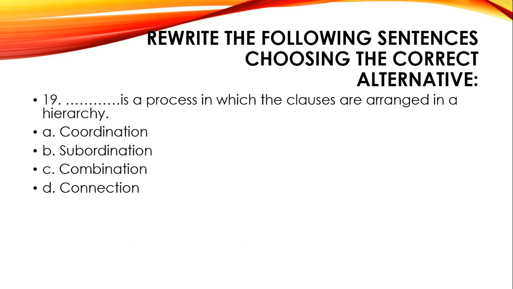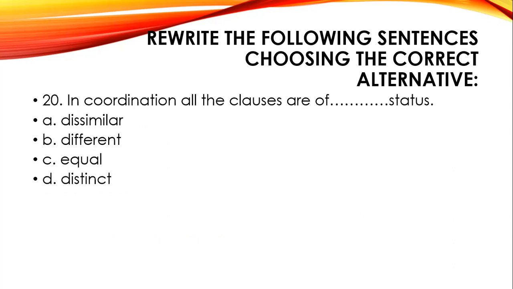Dash dash is a process in which the clauses are arranged in a hierarchy. Option A, coordination. Option B, subordination. Option C, combination. Option D, connection. And the correct answer is option B, subordination. So subordination is a process in which the clauses are arranged in a hierarchy.